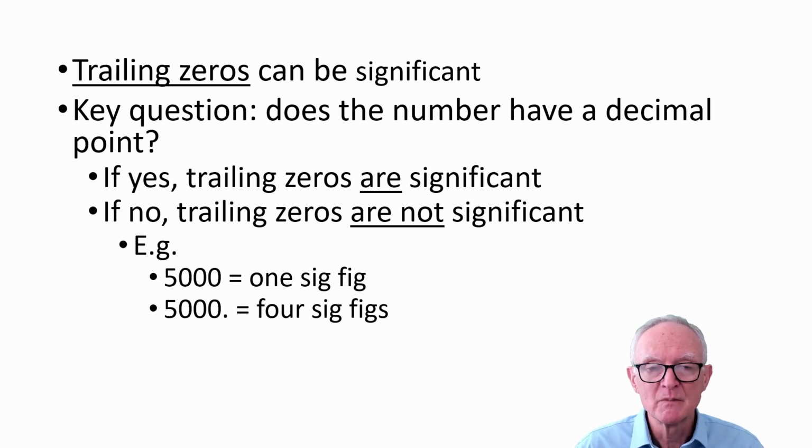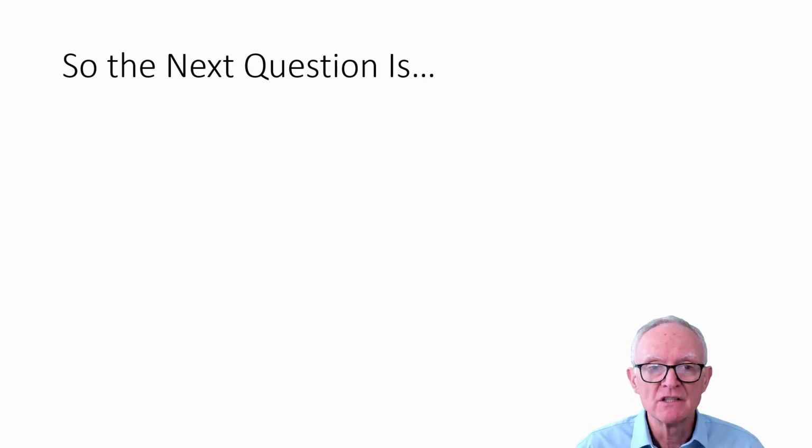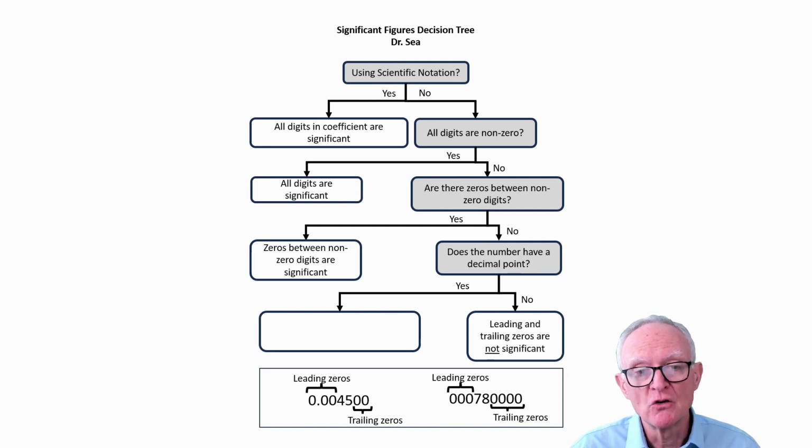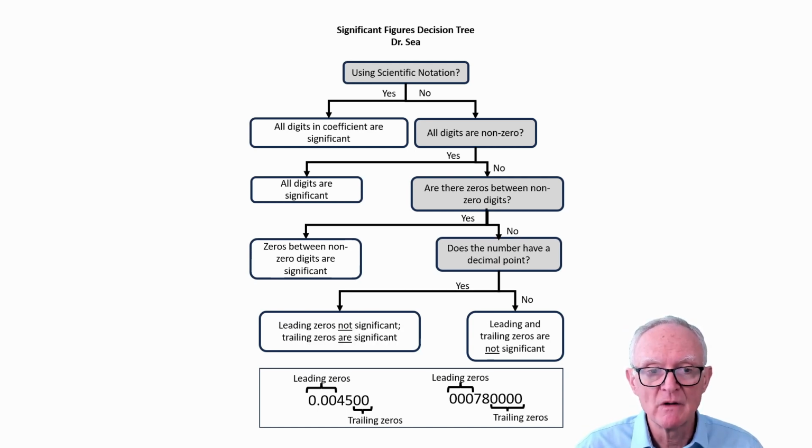A couple of examples. 5000 with no decimal point. That's just one significant figure. 5000 with a decimal point, however, means there are 4 significant figures. The decimal point makes the trailing zeros significant. That leads to our next question for our decision tree. Does the number have a decimal point? If the answer is no, leading and trailing zeros are not significant. If the answer is yes, however, leading zeros are not significant, but trailing zeros are significant.